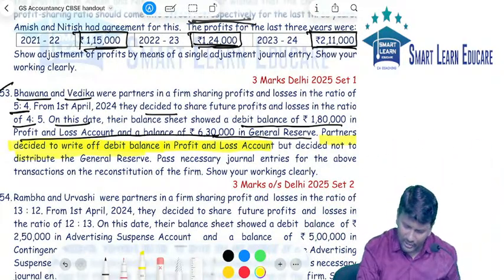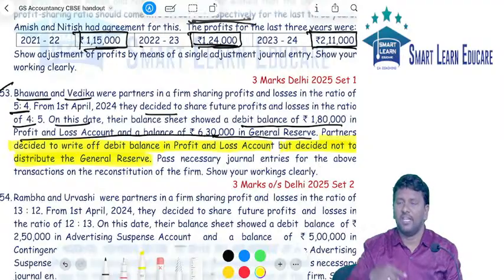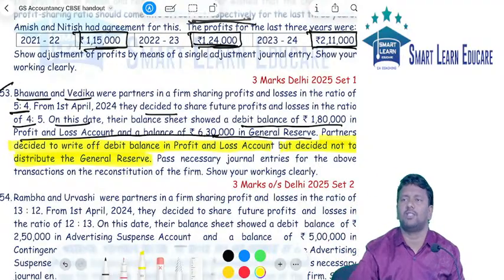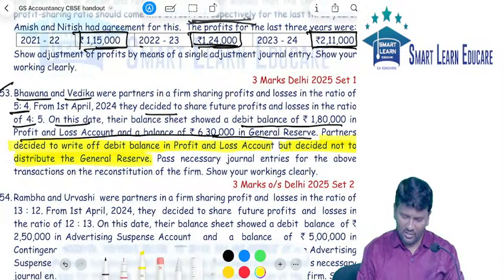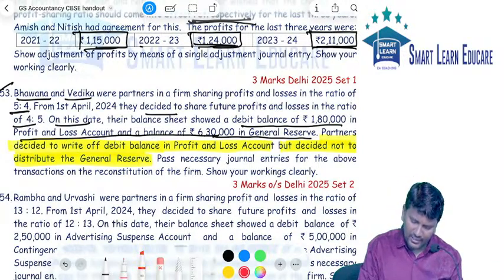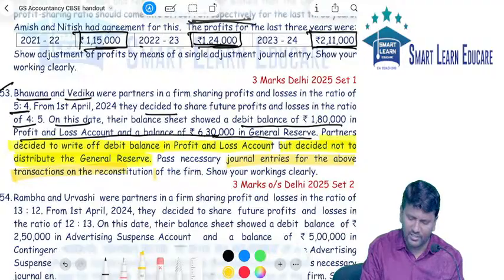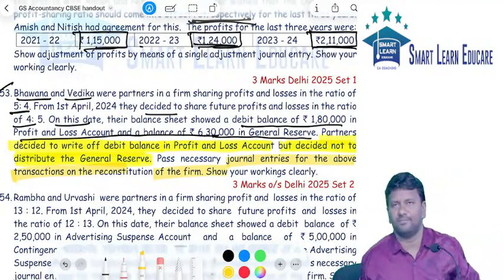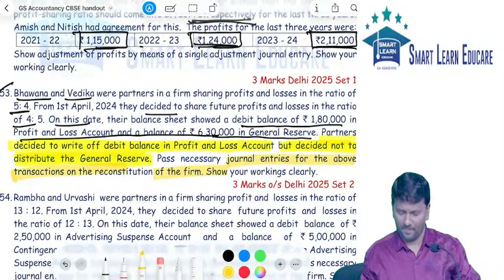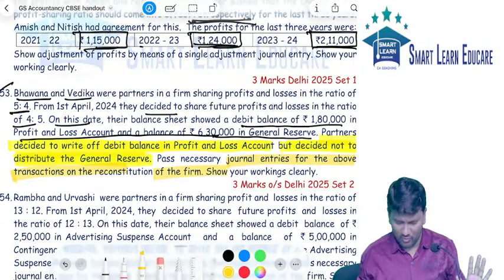இன்னொரு வேர்டிங் கொடுத்துருக்கான் பார். but decided not to distribute reserve. They decided not to distribute reserve. reserve transfer பண்ணுறதா இல்லை. இப்போ past journal entry என்ன கேட்குறாங்க? Pass necessary journal entry for the above transaction அப்படின்னு சொல்லி கொடுத்துருக்கான். இந்த வேர்டிங் இதுக்கு முன்னாடி சால்வ் பண்ண கொஸ்டின்ல இல்லை. அப்போ இப்போ இதை எப்படி சால்வ் பண்ணணும் அப்படின்னு பாருங்க.